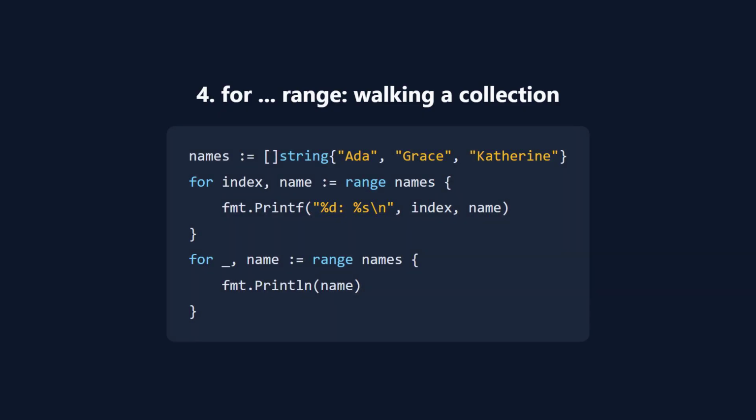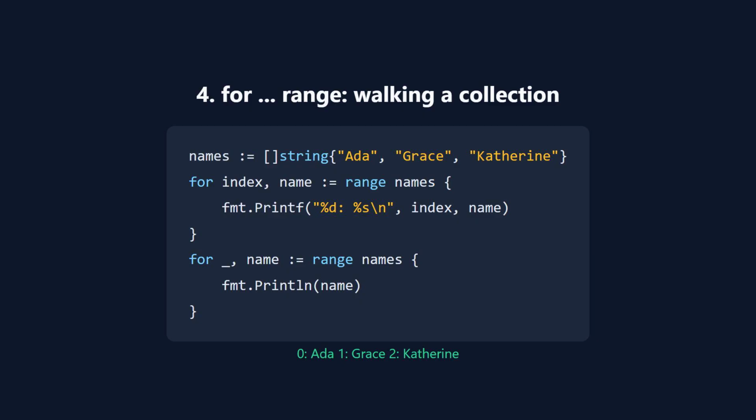The 4th shape walks through a collection. We will meet slices properly in the next module, but the shape is worth having now. Range hands you 2 things on every pass, the index and the value at that index. So the first loop prints 0: Ada, 1: Grace, 2: Catherine.